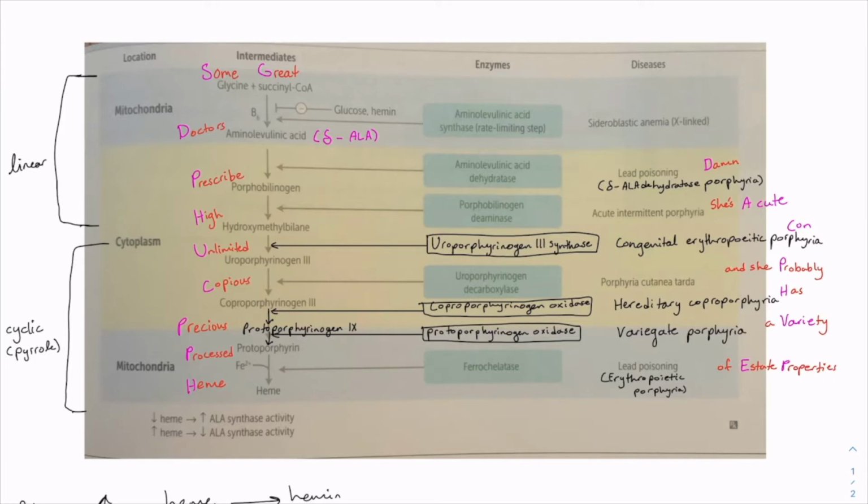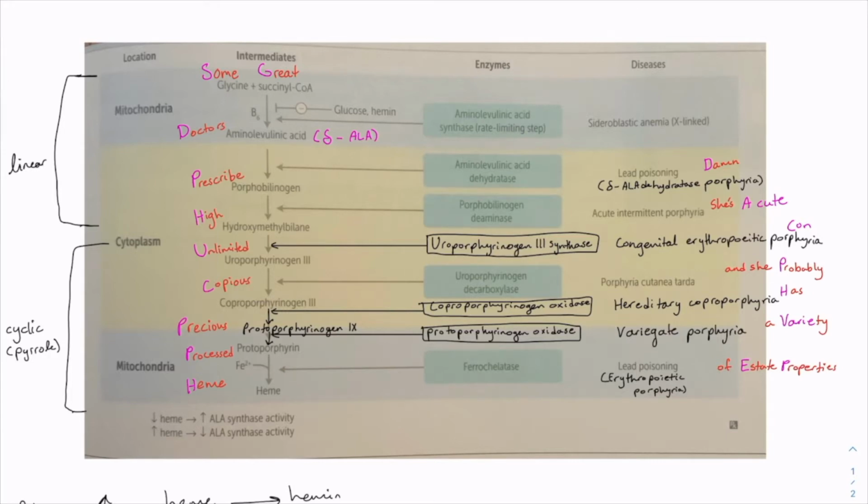Anyway, so the whole story starts with a non-essential amino acid, glycine, which provides the nitrogen, and the citric acid cycle intermediate, succinyl-CoA, which provides the carbon. This is a very important step, by the way. It's the most important step, in fact. It's both the rate-limiting and committed step of the pathway, and it's important to remember that it requires PLP as a coenzyme. So basically, the glycine and the succinyl-CoA condense to form ALA by ALA synthase.